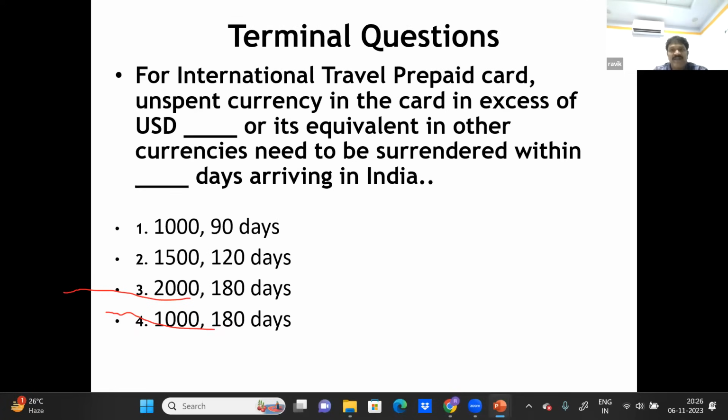For international travel prepaid card, unspent currency in the card in excess of dollars dash or its equal in other currency need to be surrendered within dash days of arriving in India. This is Forex also, same topic. Here also same. Forex, we have not posed any questions. Yeah, very good. Answer is 3, 180 days.